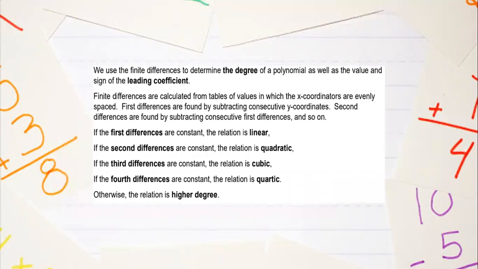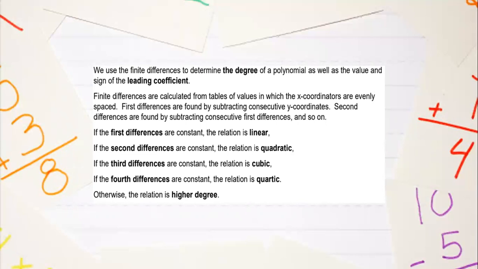Now we use the finite differences to determine the degree of a polynomial as well as the value of and the sign of the leading coefficient. So finite differences are calculated from the table of values in which the x coordinates are evenly spaced. The first differences are found by subtracting consecutive y coordinates, and second differences are found by subtracting consecutive first differences, and so on. If the first differences are constant, the relation is linear. If the second differences are constant, it is quadratic, just like we have studied in the graph.